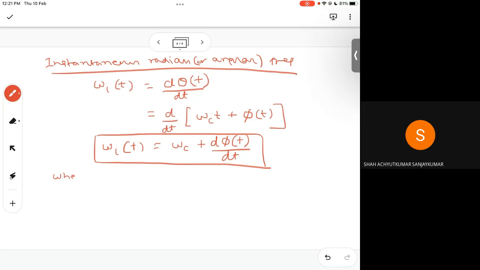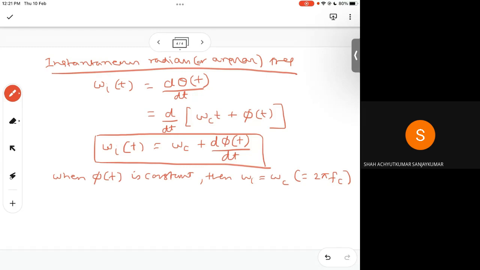When phi(t) is constant, what will happen? Your d phi(t) by dt will be equal to 0. So you are left with omega_i equal to omega_c. Omega_c is equal to 2 pi fc. It is quite obvious: when there is no change in the phase deviation, that means phi(t) is constant, d phi(t) by dt becomes 0, and omega_i becomes equal to omega_c.